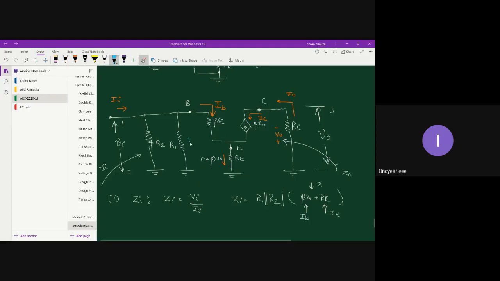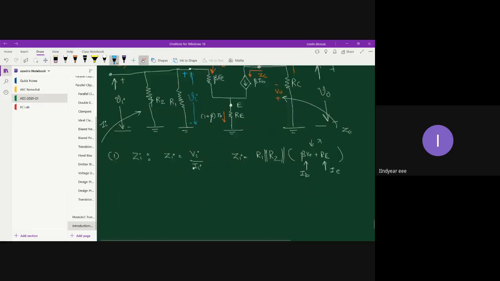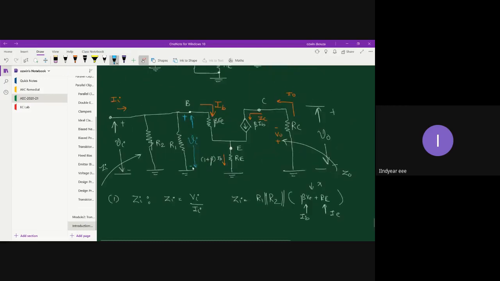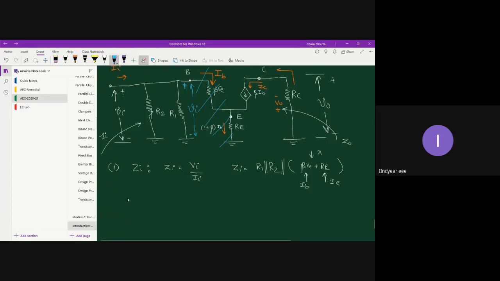And let me also mark the input voltage across base and ground. Let me keep this as plus, and this as minus. Okay. And let me apply KVL in this shaded region. I am creating a shade over here. Let me apply KVL only to the shaded region. Here let me write. Apply KVL in the shaded region.